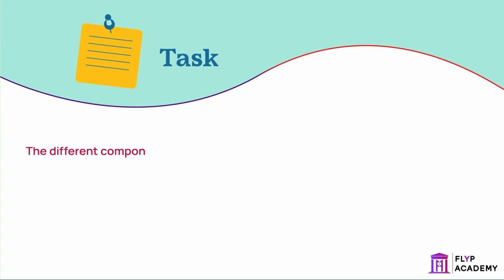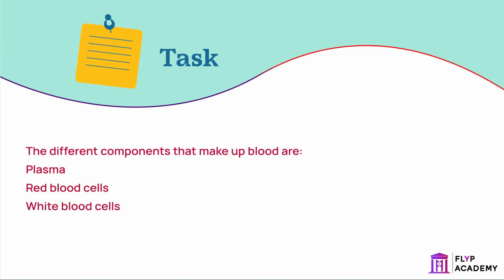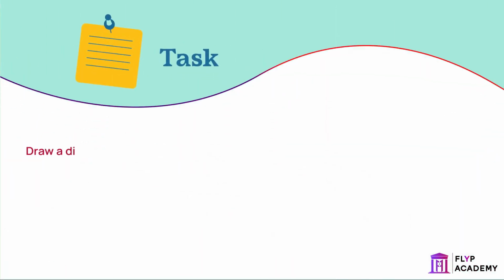The different components that make up blood are plasma, red blood cells, white blood cells, platelets. Task: draw a diagram or make a model of blood.